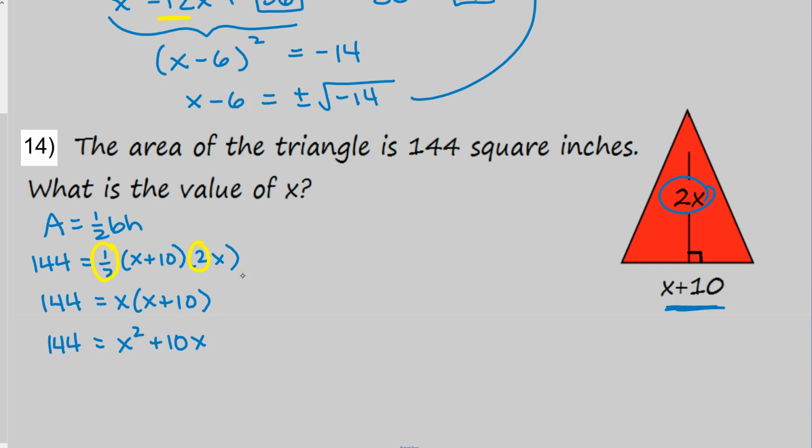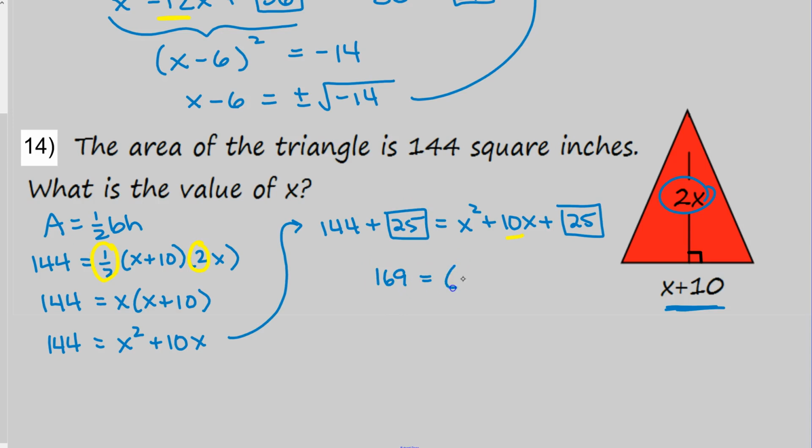Okay, now let's complete the square. So I'm going to go ahead and figure out what number to add to both sides so that on the right side there will be a perfect square trinomial, or a perfect trinomial square. So let's take half of 10, which is 5, and square it, 25. So let's add 25 to both sides. And that gives us 169 equals, let's factor the right, x plus 5 quantity squared. Now we're going to square root both sides, and we get plus or minus the square root of 169 equals x plus 5. And 169 is a perfect square.